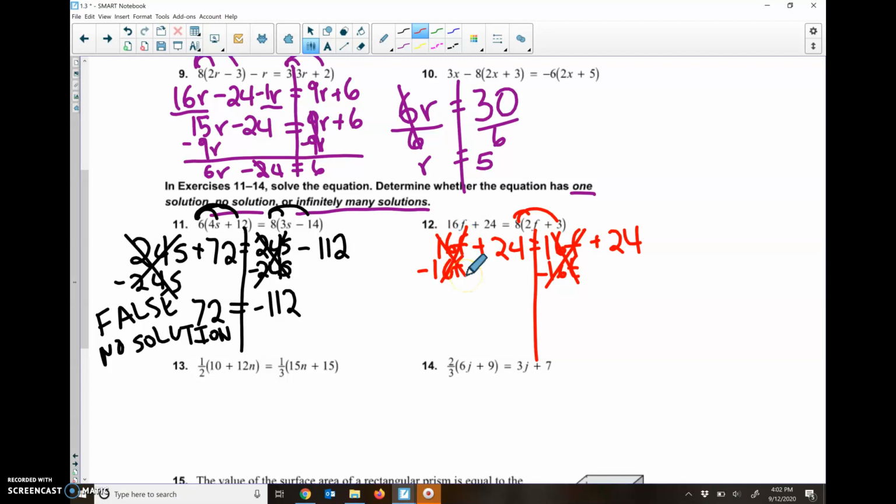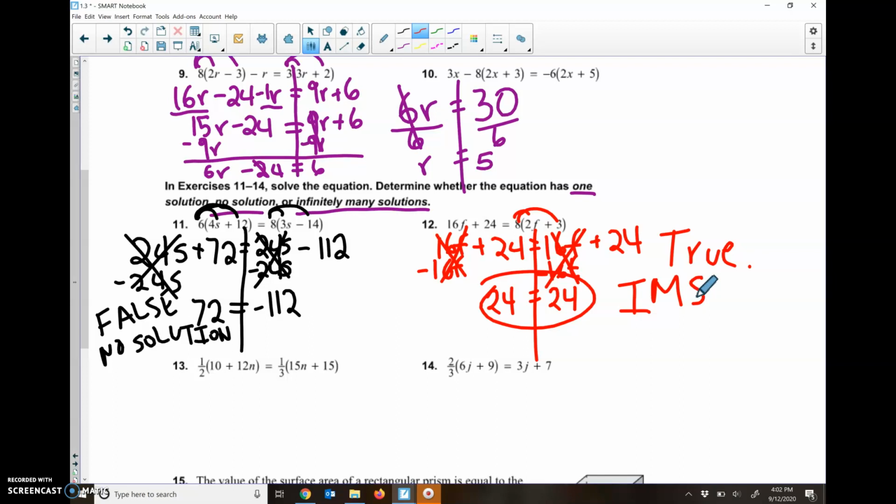My 16F and 16F cancel out, so I get 0 F's. Well, on the left side, I'm left with 24. And on the right side, I'm left with 24. Does 24 equal 24? Yes, it does. That is true. So when it's a problem like that where it's true, 24 does equal 24. That's what we call infinitely many solutions. We abbreviate that by IMS.